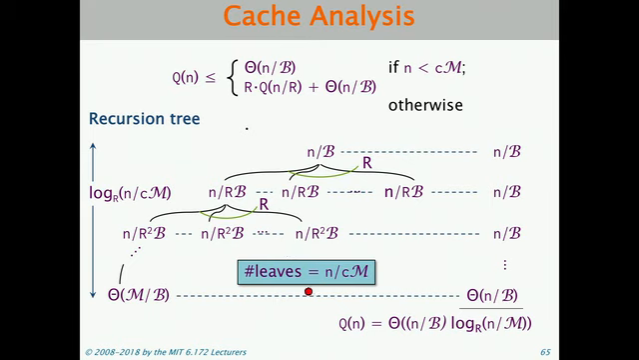Therefore, the number of leaves we have is n over Cm. And for each leaf, it's going to take theta of m over B cache misses to load it into cache. And afterwards, we can do everything in cache. And multiplying the number of leaves by the cost per leaf, we get theta of n over B cache misses. And therefore, the number of cache misses is n over B times the number of levels. Number of levels is log base R of n over m.